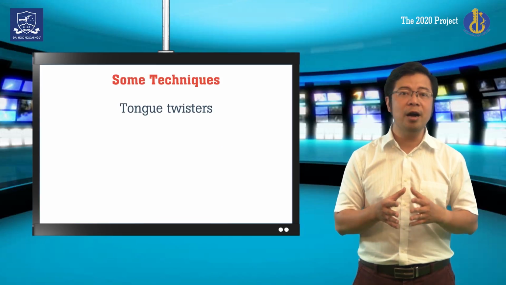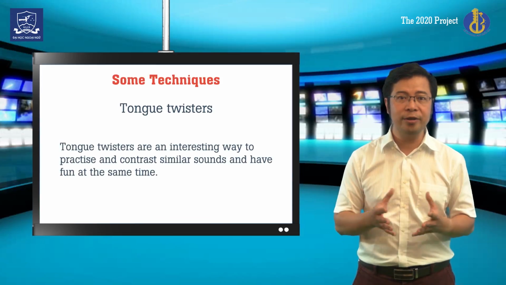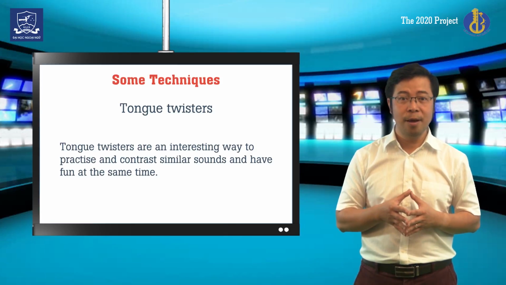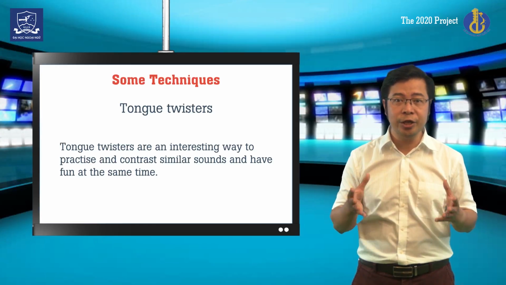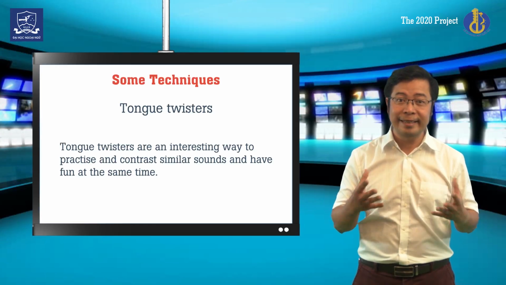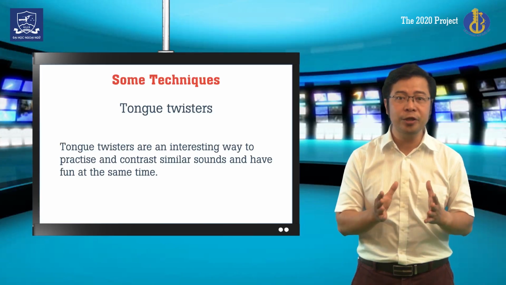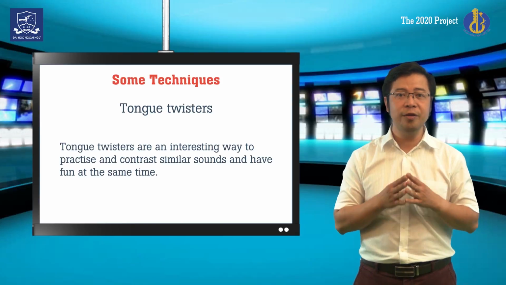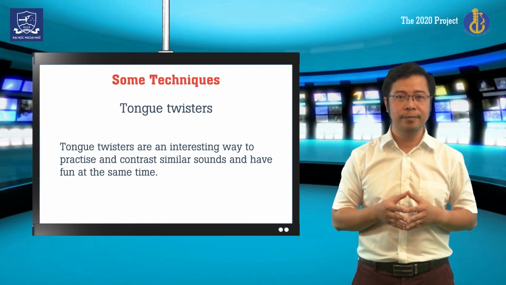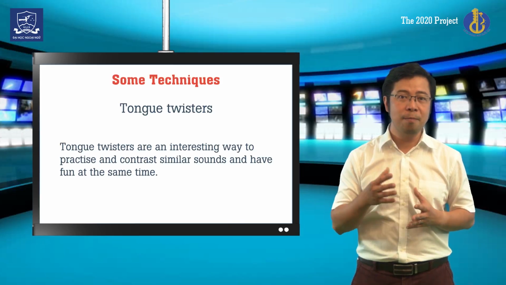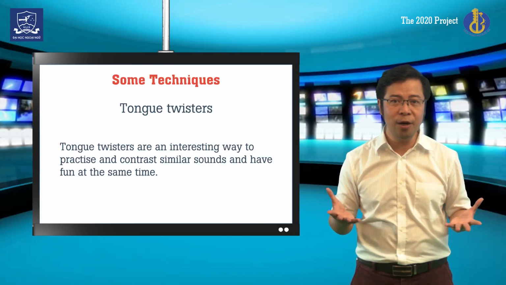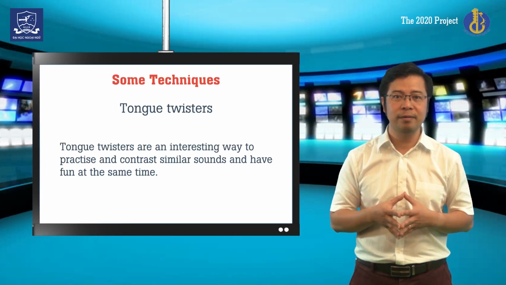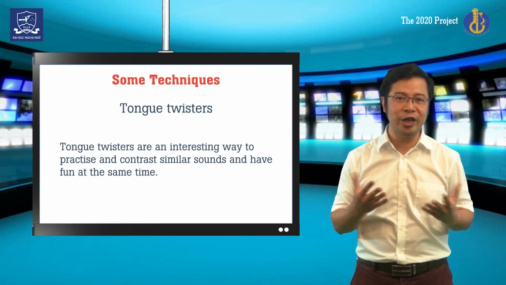Tongue twisters are an interesting way to practice and contrast similar sounds and have fun at the same time. But it is difficult for teachers and students to do it well. Teachers should tell students at first not to feel upset at making mistakes because it is even challenging for native speakers. For example, we have pink lorry, yellow lorry, red leather, yellow leather, seashells on the seashore.